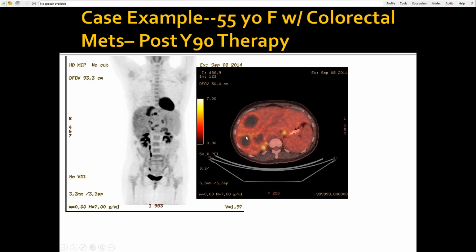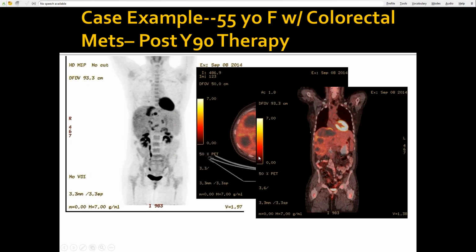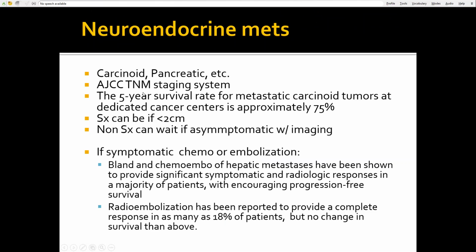But again, here's a PET scan. All those tumors which you think would be hot are now cold, but she did again have a little bit of residual tumor here. She ultimately went on to have resection of that area. So neuroendocrine Mets, carcinoid, pancreatic. I've treated a few of these patients, with these lesions.